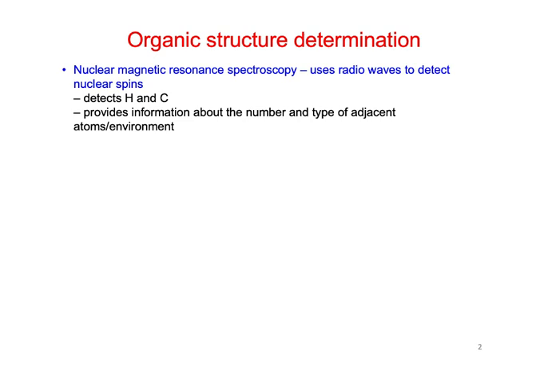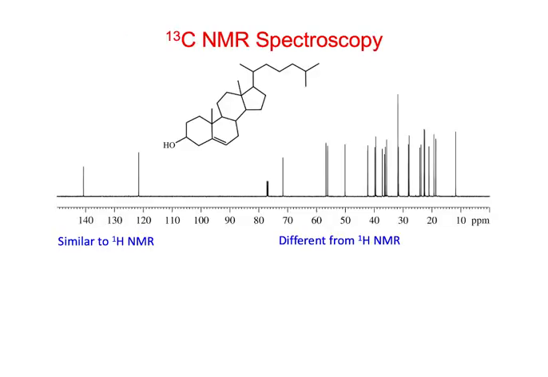All right, so this is what we started out before. We know that we can detect nuclei, and they give us information about the number and the adjacent atoms and the environment and all this kind of stuff. Okay, so here is an example of a C13 spectrum. This is cholesterol.